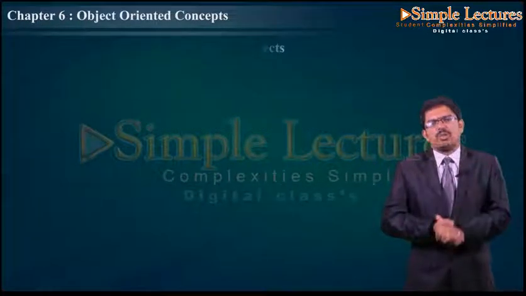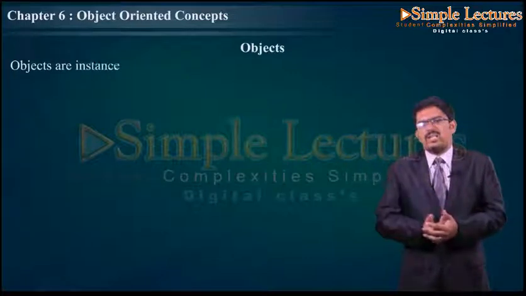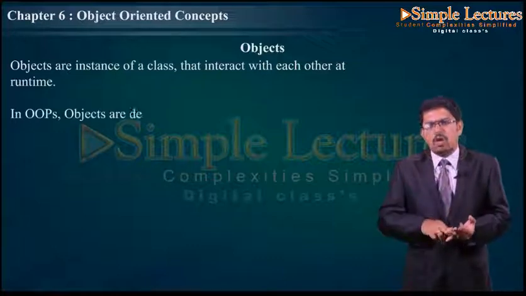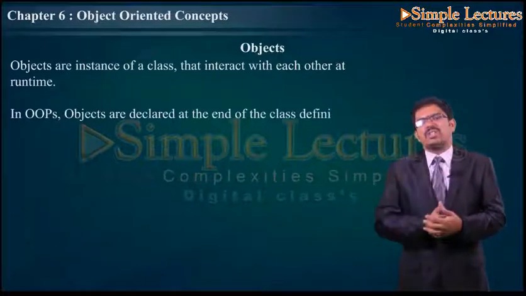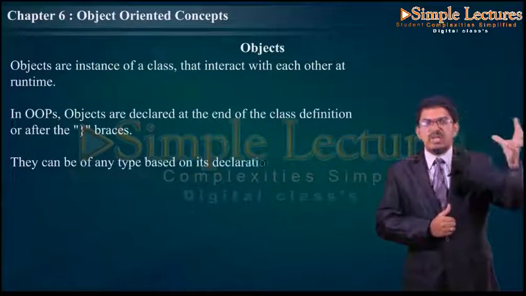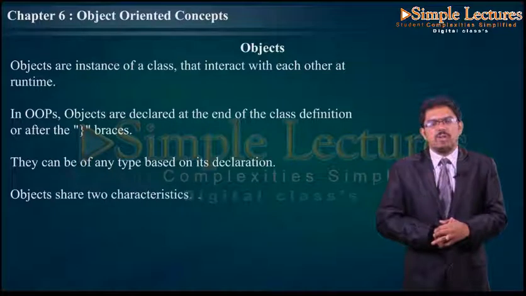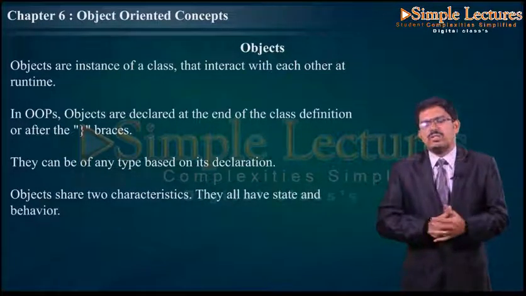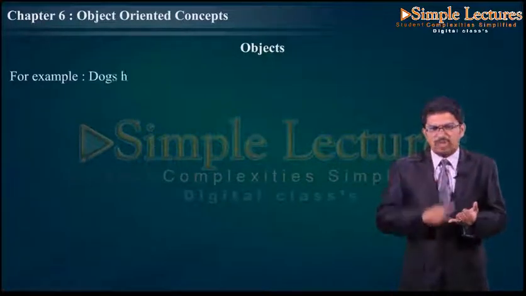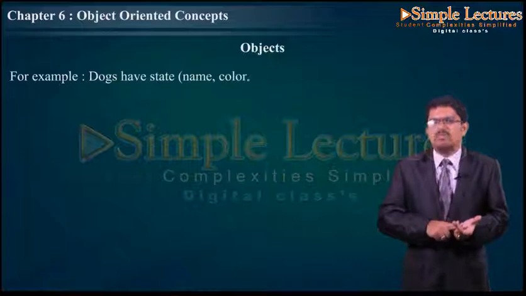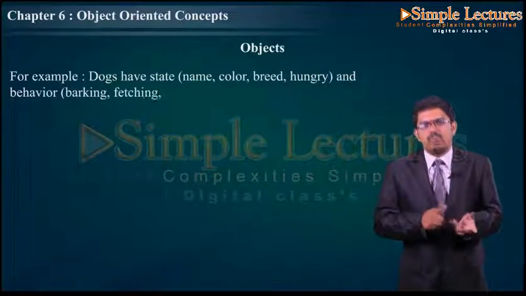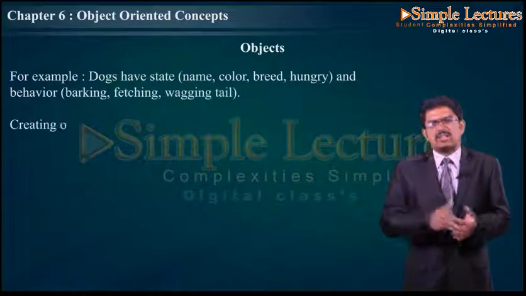Object. Objects are instances of a class that interact with each other at runtime. In OOPs, objects are declared at the end of a class definition or after the braces. They can be any type based on declaration. It shares two characteristics, state and behavior. Example, dogs have a state: name, color, breed, hungry; and behavior: barking, fetching, wagging tail, etc.